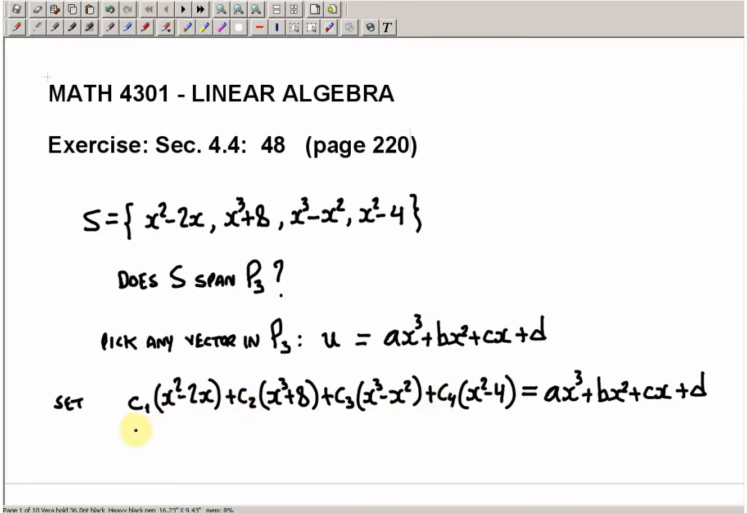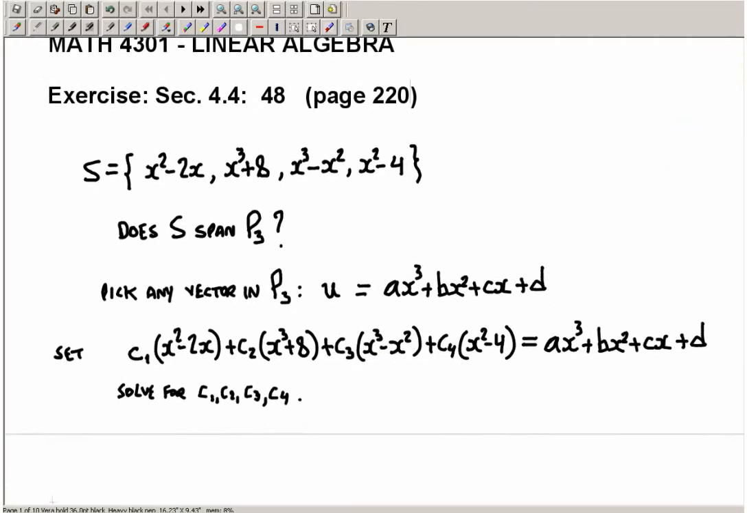We need to solve for C1, C2, C3, and C4. We're not solving for A, B, C, D. A, B, C, D are given numbers. They're given. They could be anything. They could be any number. We're solving for the C's. Well, let's set up the system and then get a matrix and see what we can do with that matrix.